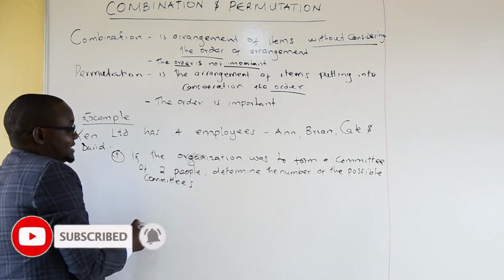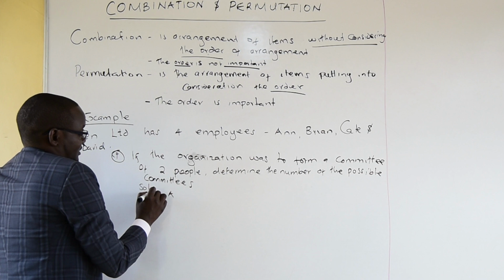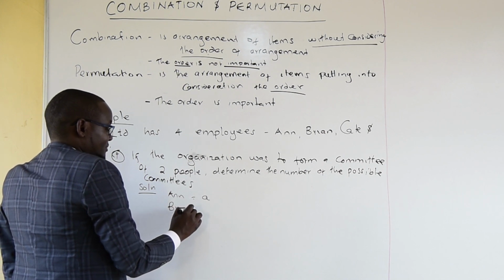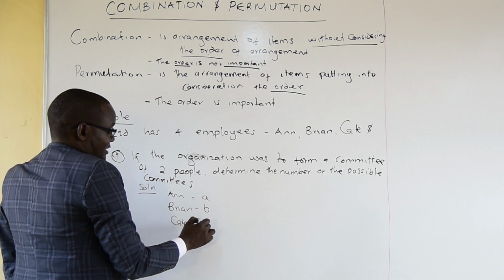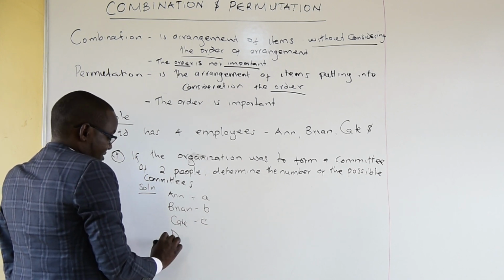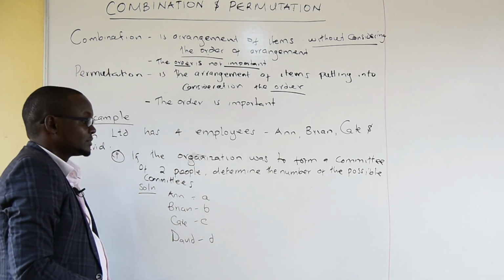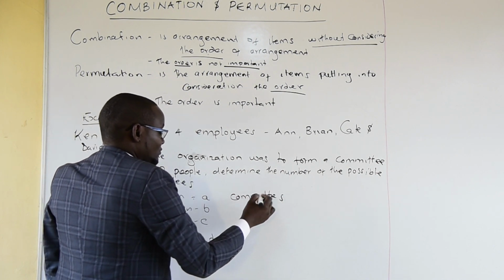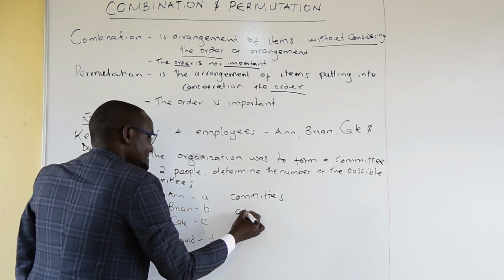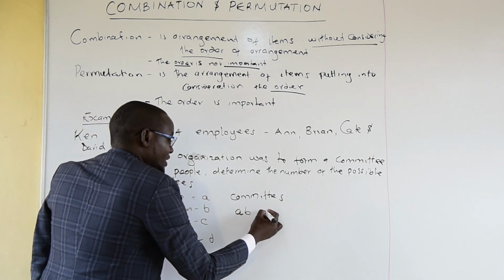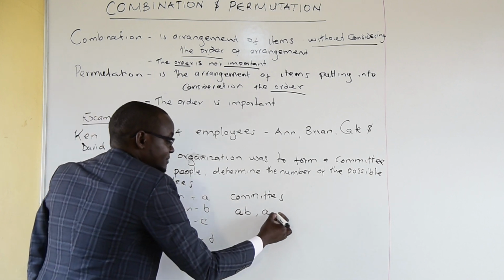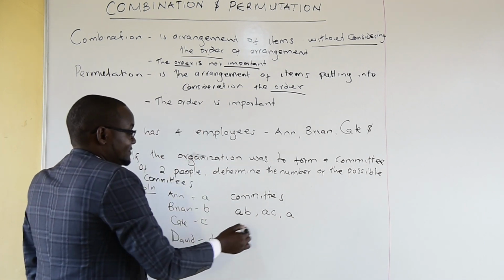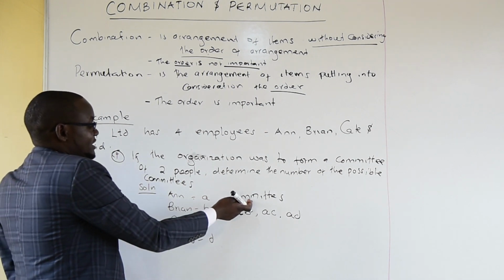Let's see. I will say in the solution, let Anne be represented by A, Brian be represented by B, Kate be represented by C, then David be represented by D. So this means the committees that we can form are as follows. We can form a committee of Anne and Brian, Anne and Kate, and Anne and David.